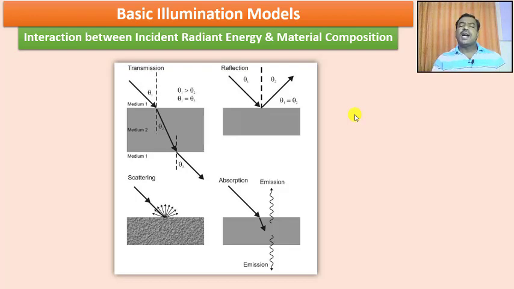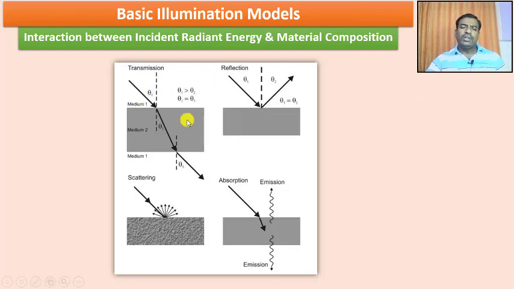The second step is I need to define what the surface property is going to be, as we call this the basic illumination model. This basic illumination model will act as an interaction between the incident radiant energy. Whatever the light source is going to emit as radiant energy, the incident light ray, it is going to interact with the material composition, the surface property. So the interaction between the surface and the rays of light incident on it is what we call the basic illumination model.